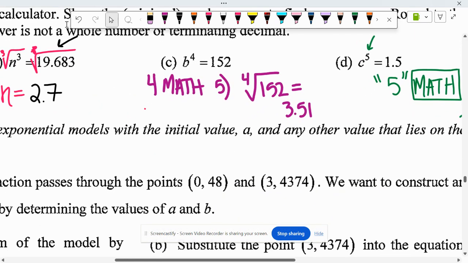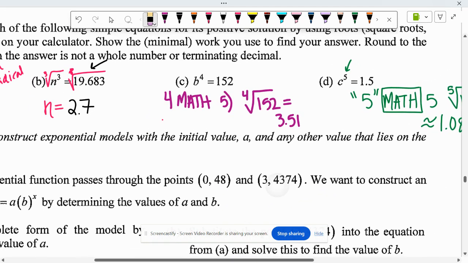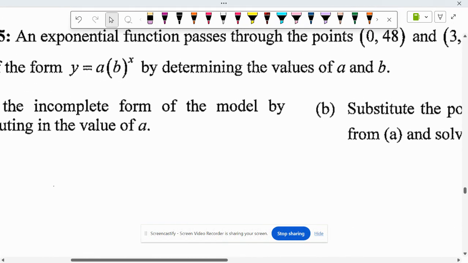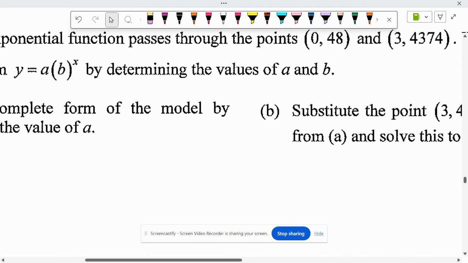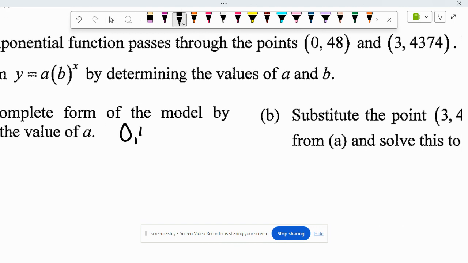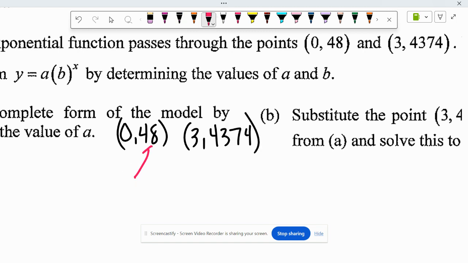Okay. So exponential models with the initial value a and any other value that lies on the exponential function. We're going to take the ordered pairs: I have the ordered pair 0, 48, and I have the ordered pair 3 and 4,374. Well, what do I get from the ordered pair 0, 48? What does that tell me?